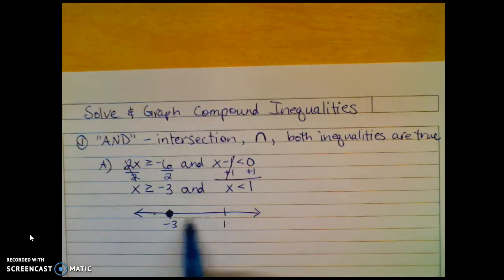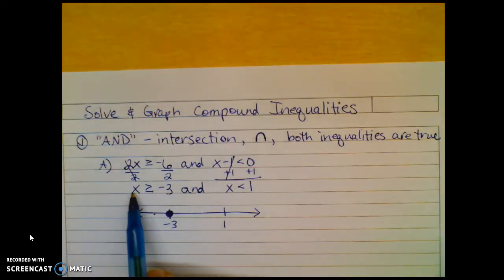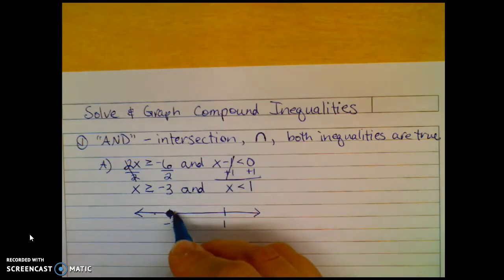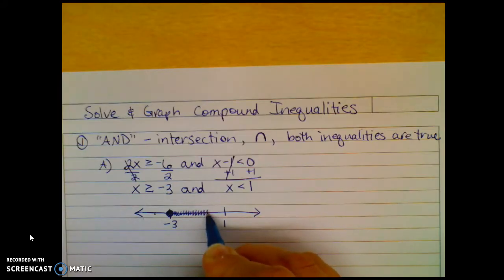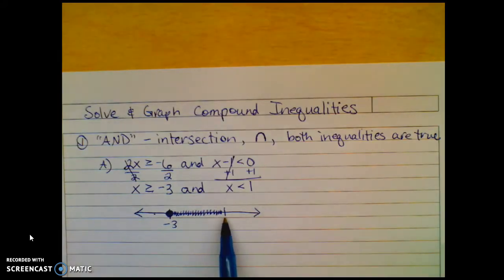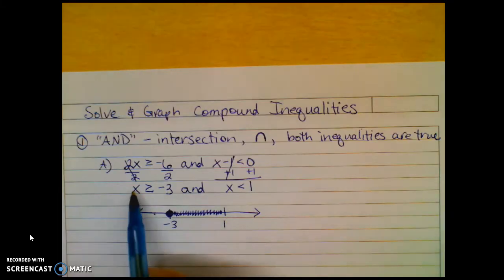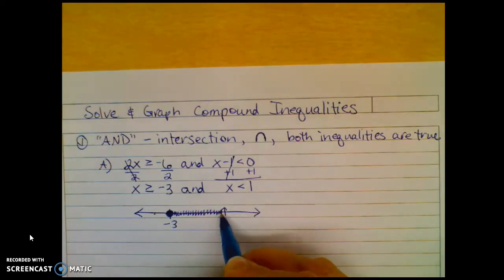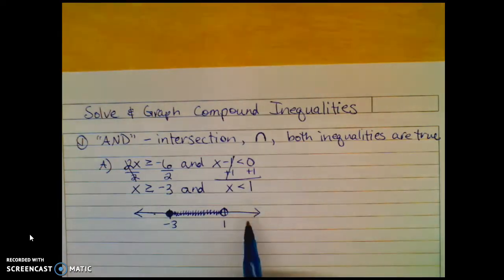Let's pick a number from the middle section, like 0. Is 0 greater than or equal to negative 3? That's a yes. And is 0 less than 1? That's a yes. So this part is shaded because all of these are in our solution. Next boundary is 1 greater than or equal to negative 3. That's a yes. And is 1 less than itself? And that's a no. So this would have an open circle here. And then, of course, anything over here is greater than 1, so it would make this part false.